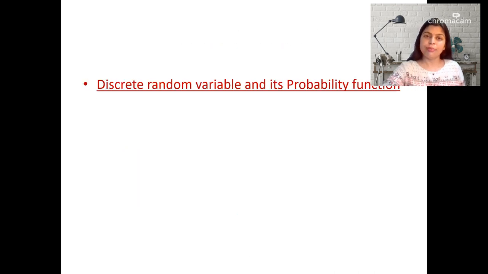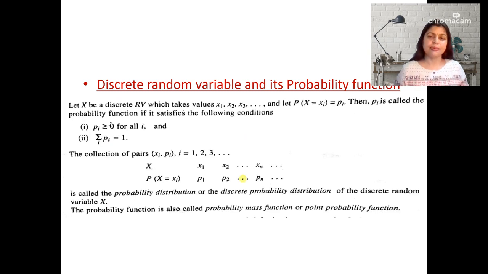Okay, now we will move further and learn about the discrete random variable and its probability function in more detail. Suppose X is a discrete random variable which takes values x1, x2, x3 and so on. Naturally, it will take values in this way only. And let P of X equal to xi be equal to pi. So this is a function P at X, like we used to write F of X, but this time we are writing P at X. And what is X? X is a random variable. So this function is giving us probabilities, the pi's.